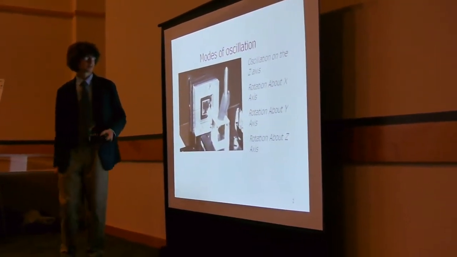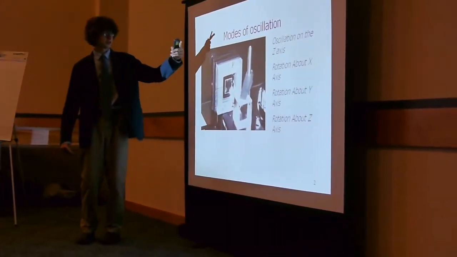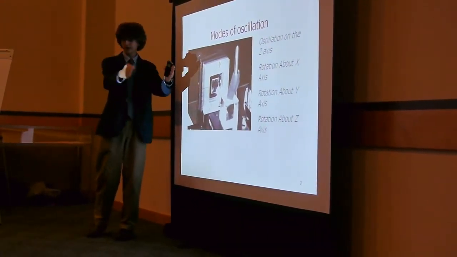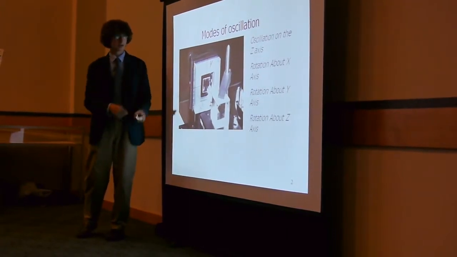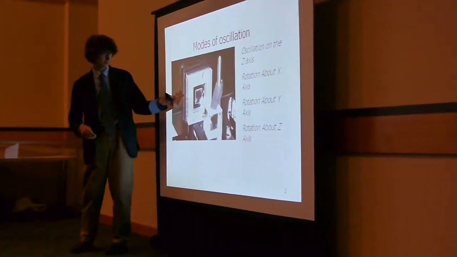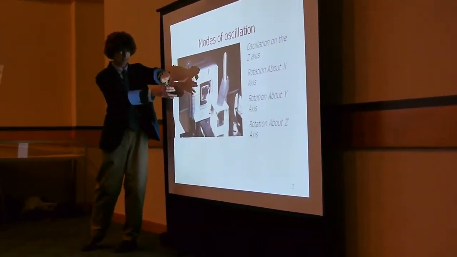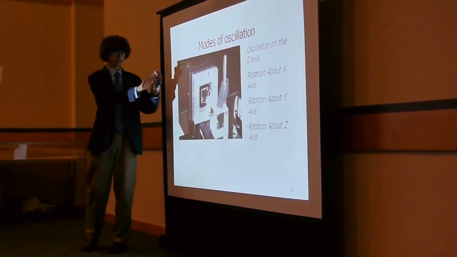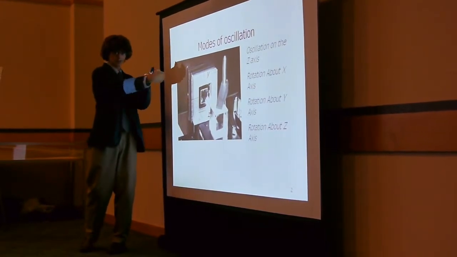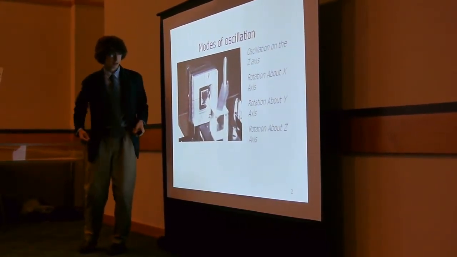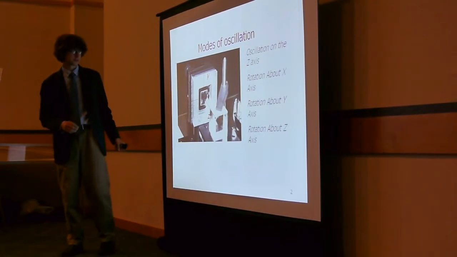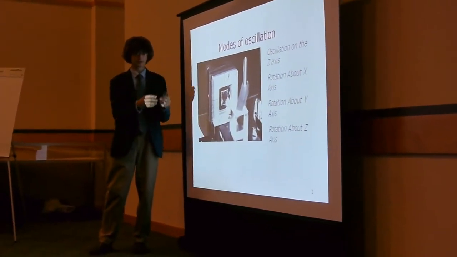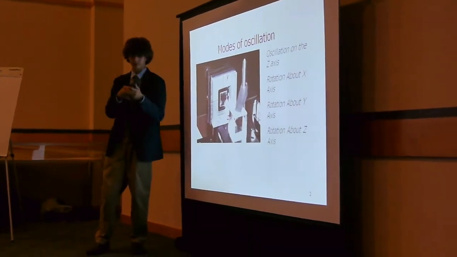And we have several modes of oscillation. As you can see, we have oscillation on the Z-axis, which is just going back and forth, out and in. Rotation about the X-axis, which if you have the X-axis here, it's just going to go back and forth like this. The Y-axis is going to be similar to the X-axis, except it's around this axis, so it's going to go like so. And the Z-axis is going to stay in the X-plane, but it's going to rotate like this. So you'll see the diamond rotating from a front view.